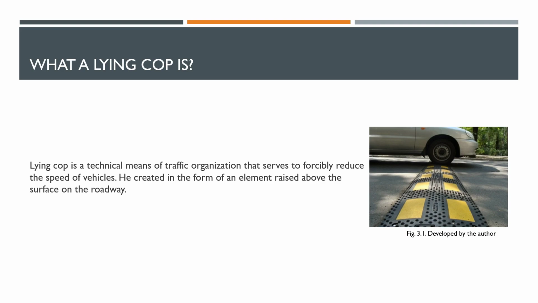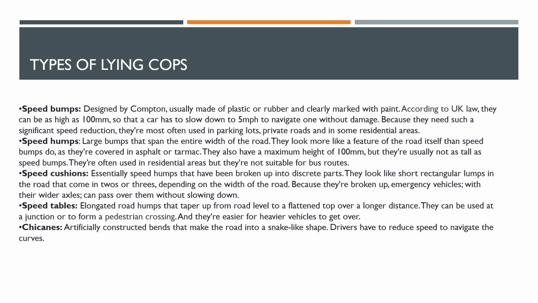So, first of all, let's understand what a line cop is. A line cop is a technical means of traffic organization that serves to forcibly reduce the speed of vehicles. It is created in the form of an element raised above the surface of the roadway. There are a lot of types of line cops, but the main one is speed bumps. Speed bumps are designed by Compton and usually made of plastic or rubber and clearly marked with paint.